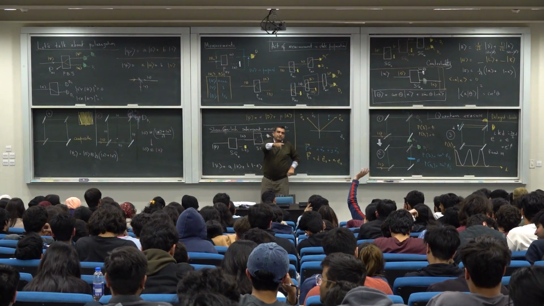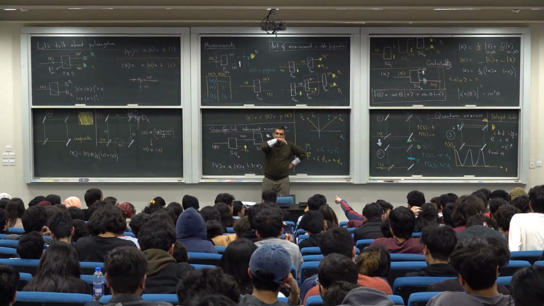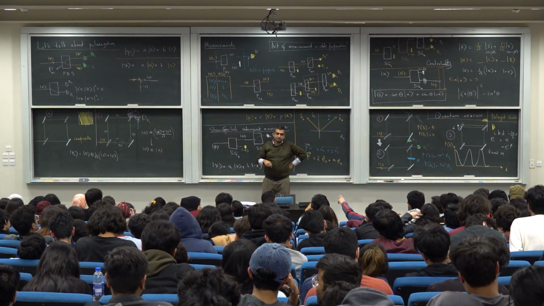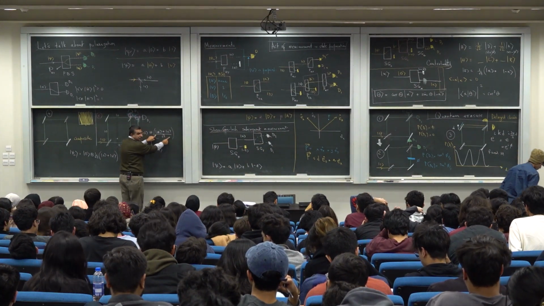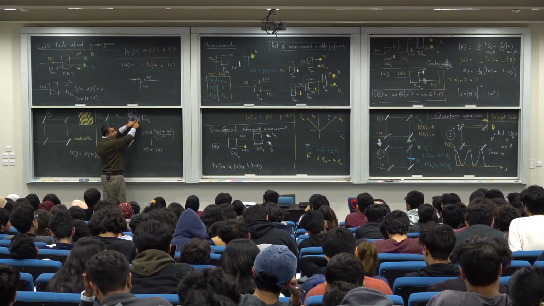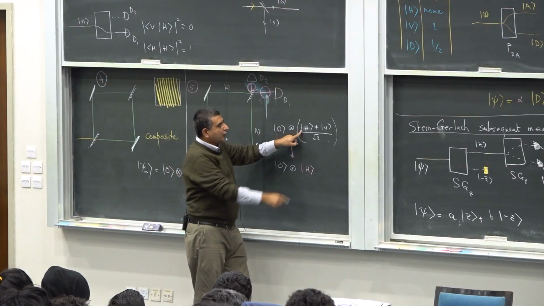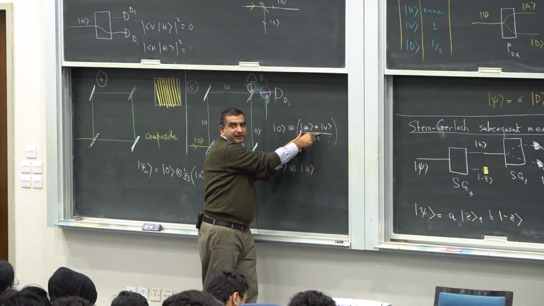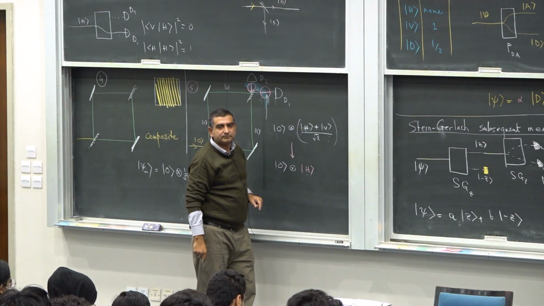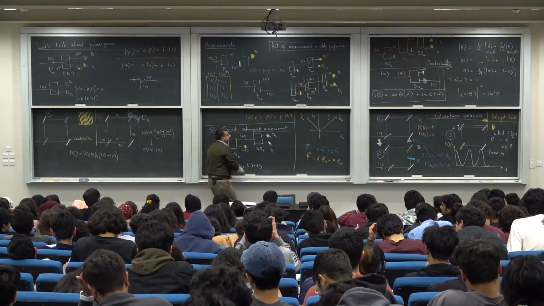Let me move on. One last question: why is the probability that D1 clicks in this case 1/2? Why not 1? Because this is my input polarization into this polarizer. I take the overlap of this state with ket H. So it's 1 over root 2, squared, which is 1/2. All right.